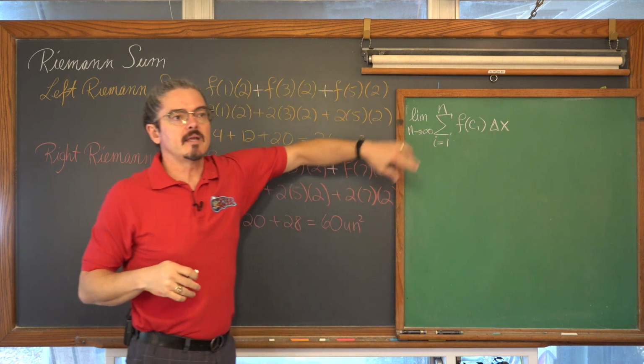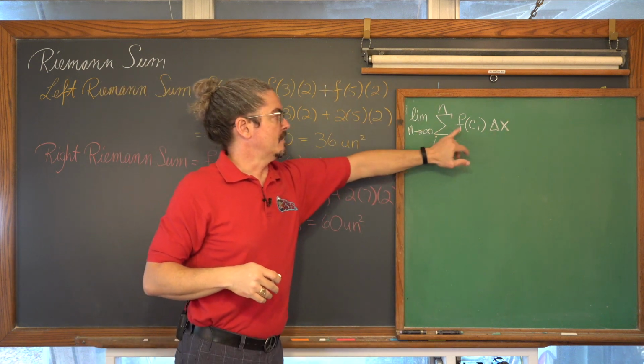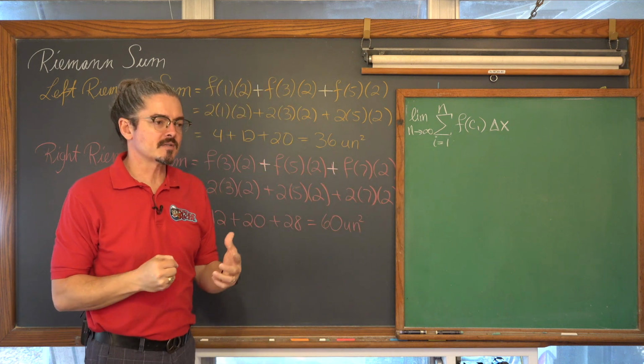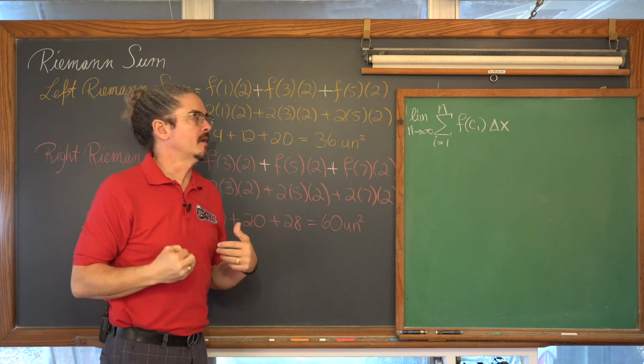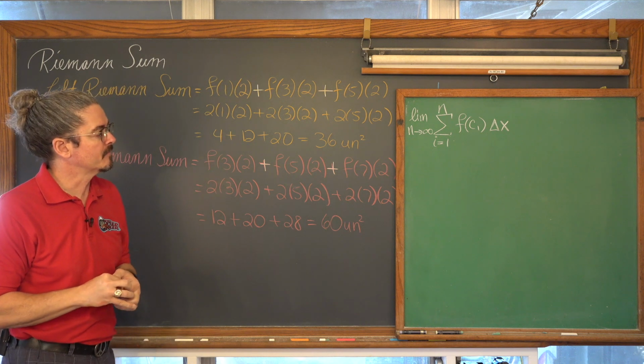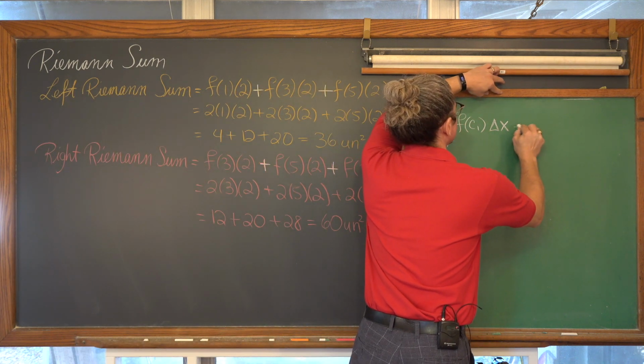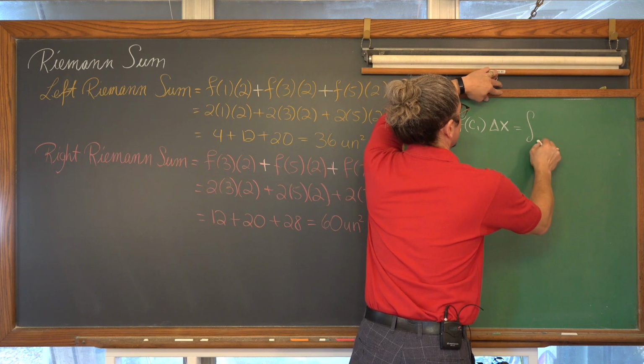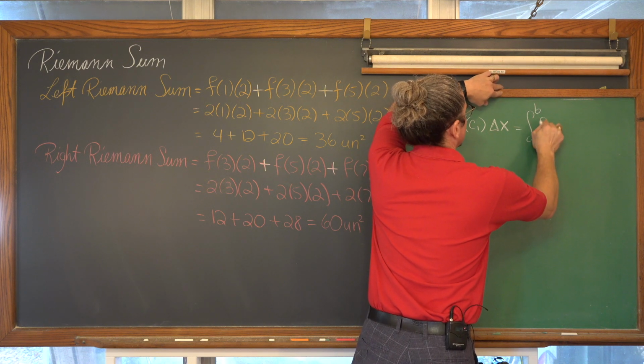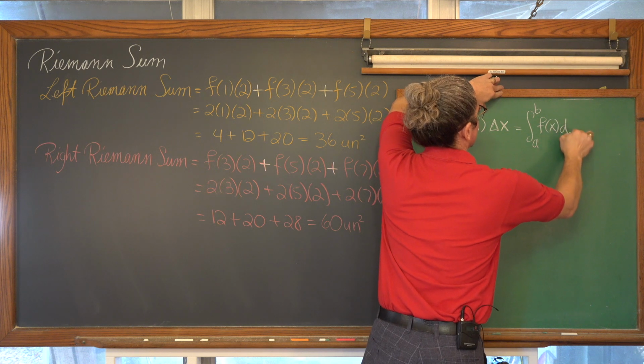So this part we don't really have to do, for better or worse. Estimating a definite integral using a limit of sums is a process that we have to be aware of, but in AP Calc we don't actually have to do it. And this is going to be equal to the definite integral from a to b of f of x dx.